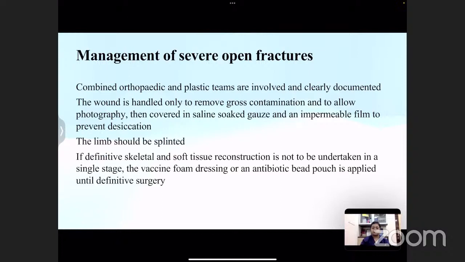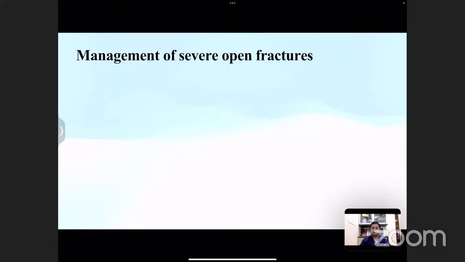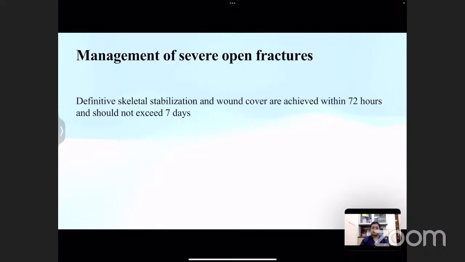And if definitive skeletal and soft tissue reconstruction is not to be undertaken in a single stage, a foam dressing, vacuum foam dressing, or antibiotic bead pouch is applied until definitive surgery. As we all know, definitive skeletal stabilization and wound cover is achieved within 24 hours and should not exceed more than a week.